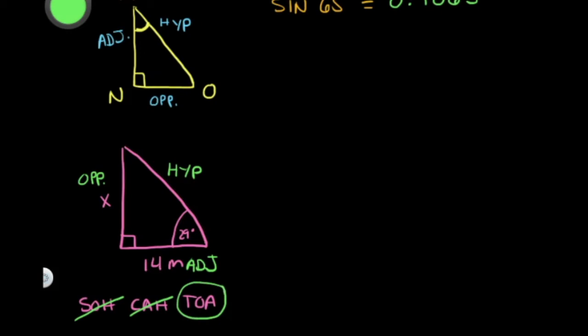So how do we do this? So I'm going to write out, first of all, tan is opposite over adjacent. So for this one, we know that it's 29 degrees. So here's how we're going to write this. We're going to put tan 29 equals our opposite side, which is x, over our adjacent side, which is 14.